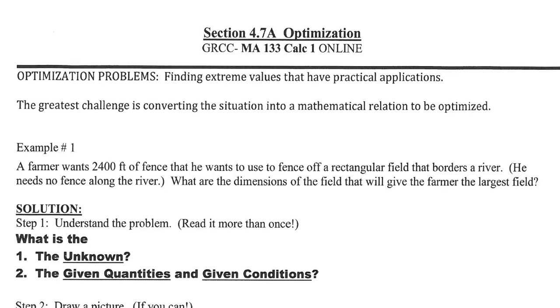Section 4.7, Optimization. You can find this worksheet on Blackboard under Section 4.7. Please download it and follow along.